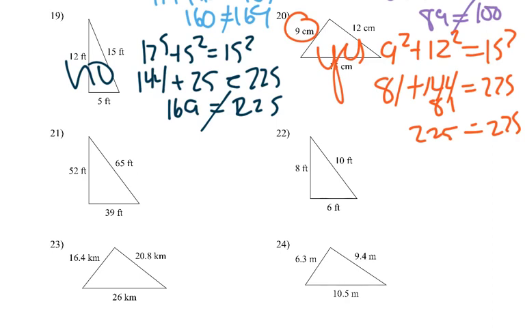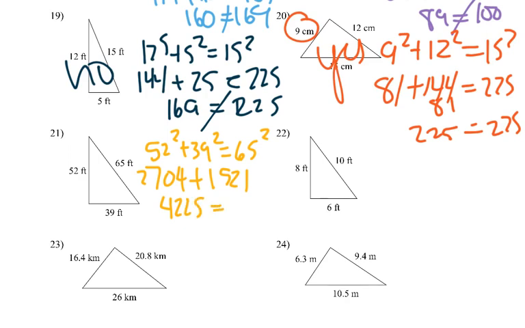Okay, looking at 21, we've got 52 squared plus 39 squared. Does that equal 65 squared? Okay, so that one I'm going to have to use my calculator for. So 52 squared, oh, that's a big number, 2704 plus 39 squared is 1521. Add those two together is 4225. So does that equal the same as 65 squared? 65 squared does equal that same number, so yes.